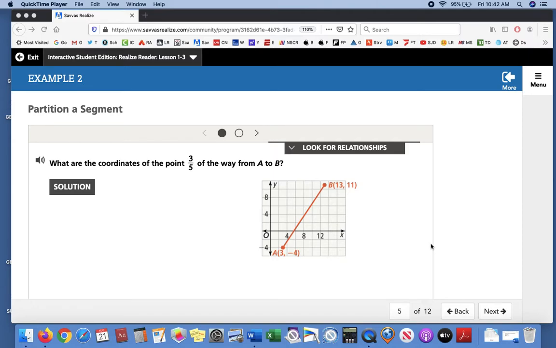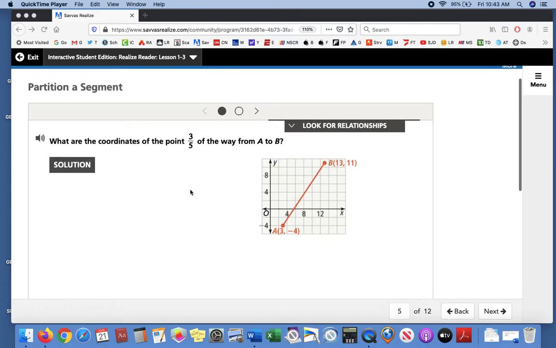Hello, this is the video of example 2 for Geometry Topic 1, Lesson 3. Example 2 is talking about the partition of a segment. So instead of a midpoint, which is halfway, we're going to have different fractions to deal with. What are the coordinates of the point 3/5 of the way from A to B? So 3/5, not halfway.